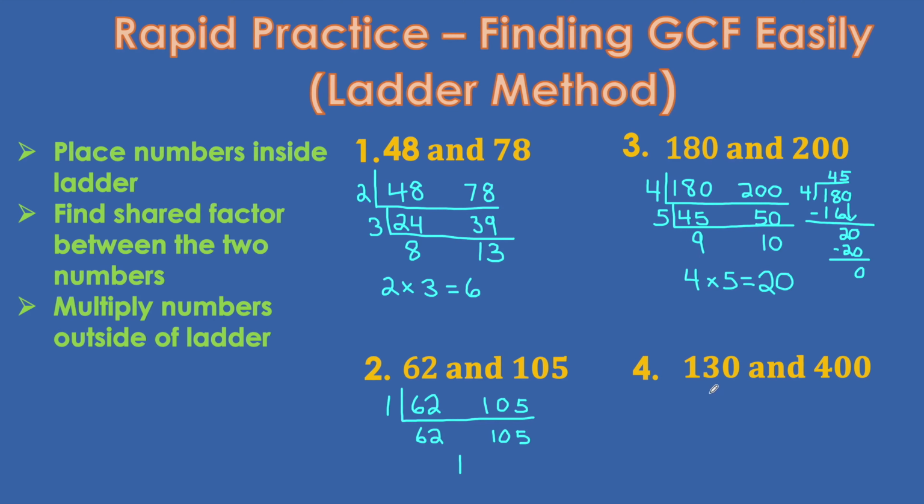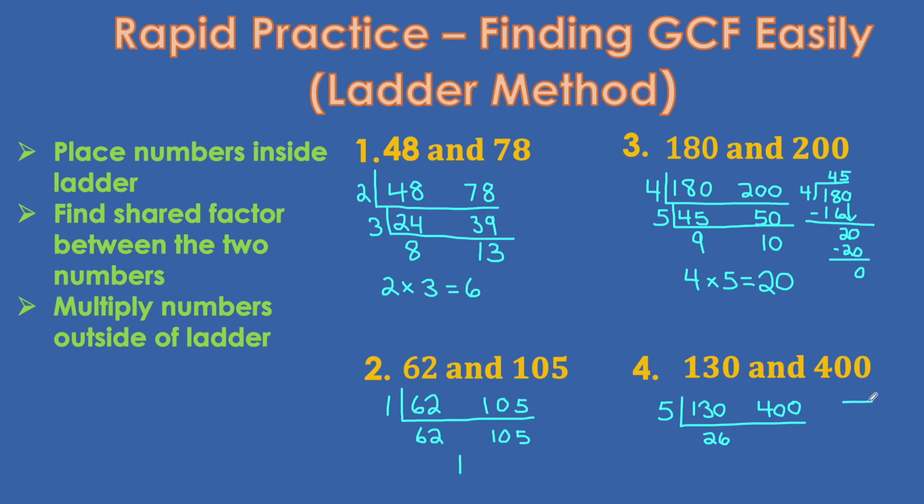Looking at the very last problem, find the GCF between 130 and 400. Write down the numbers, 130, 400. Draw a ladder sign. Think of a common factor between 130 and 400. Use a common factor of 5. 5 goes into 130 26 times.